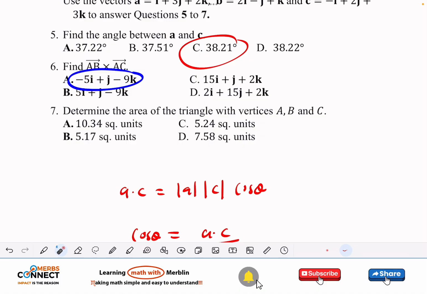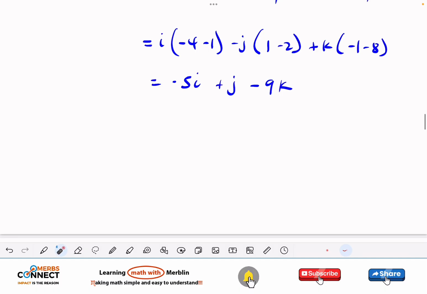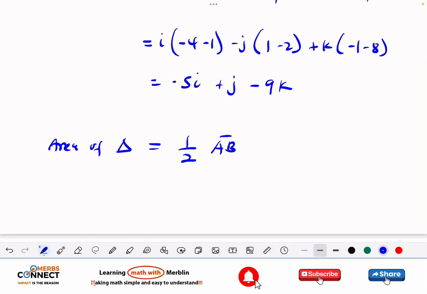So we are going to get from this one. The questions are very simple. You just need to know how to do the cross product and how to get vector AB and AC. Last one, we want to find the area of the triangle, right? So the area of the triangle is equal to 1 over 2 of the magnitude of vector AB cross vector AC.